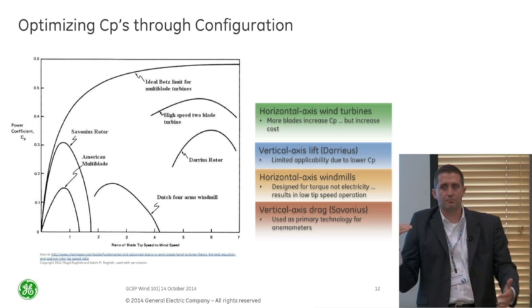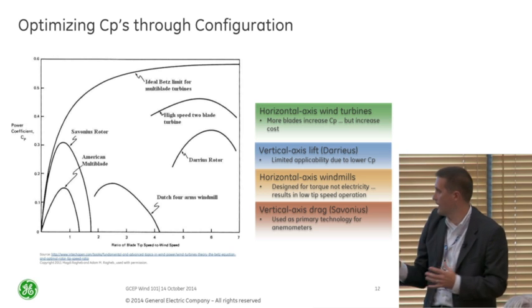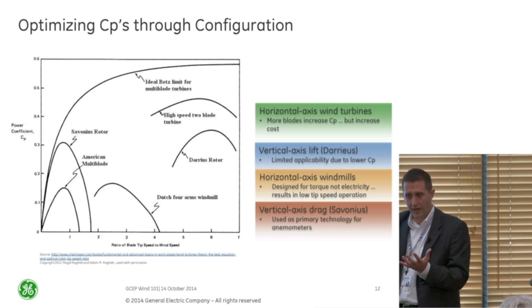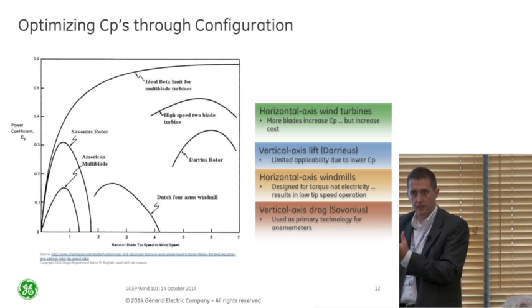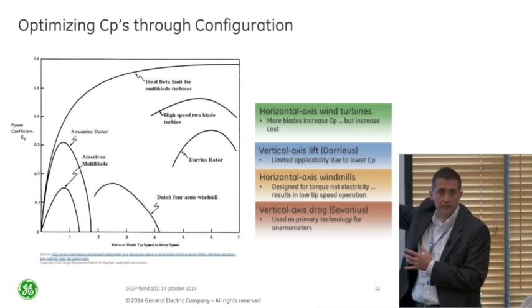But every time I add a blade, I add cost. So everyone has really converged around the best trade between the number of blades and the cost associated with that, and the actual performance benefit. Again, CP is 3 blades.